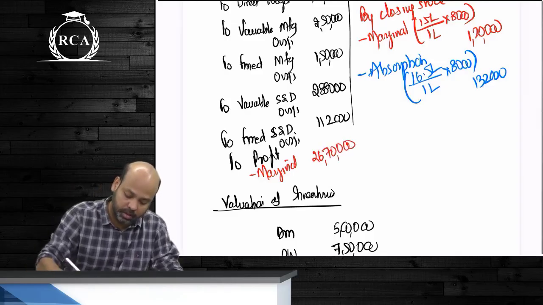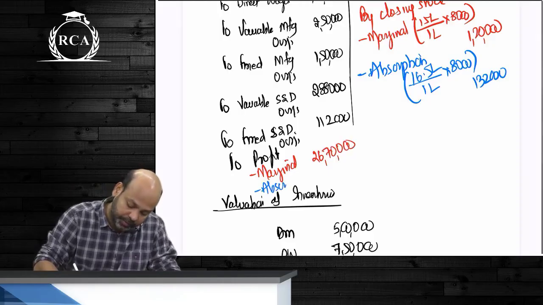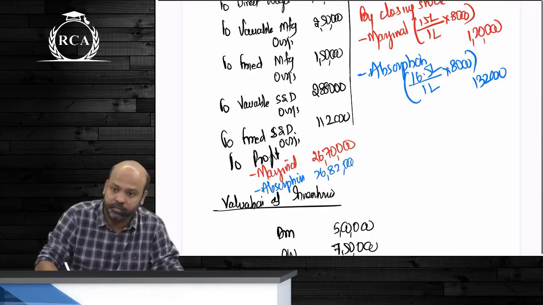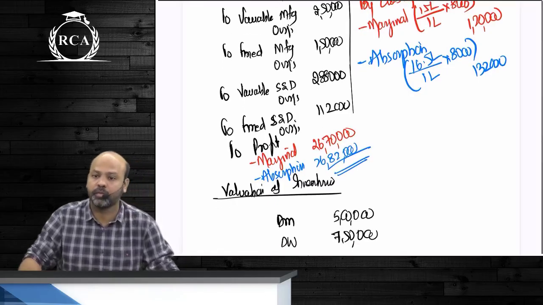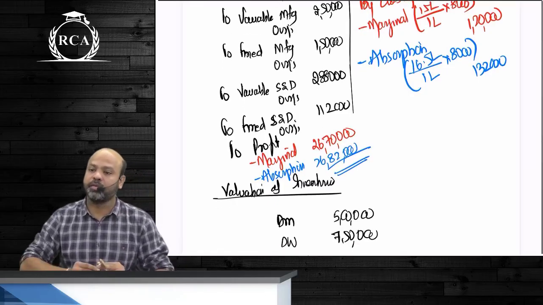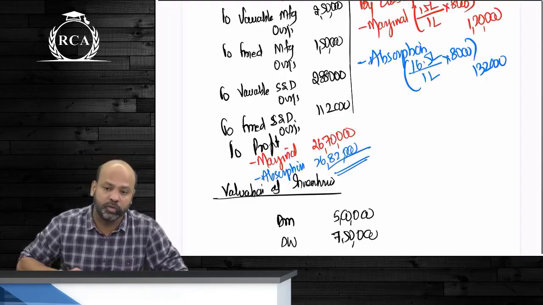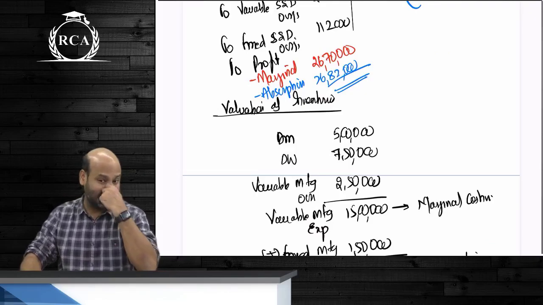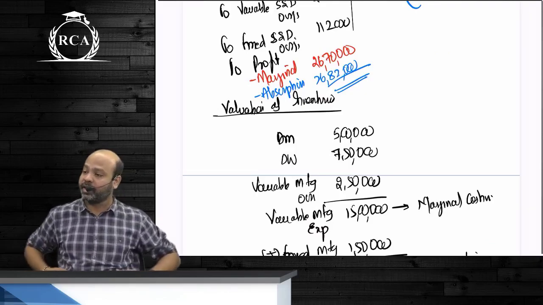The same thing beta under absorption costing will become 26 lakhs 82,000. Under marginal costing, the profit is 26 lakhs 70,000. Under absorption costing, guys, the profit will be 26 lakhs 82,000. This another method of costing beta called as direct costing.